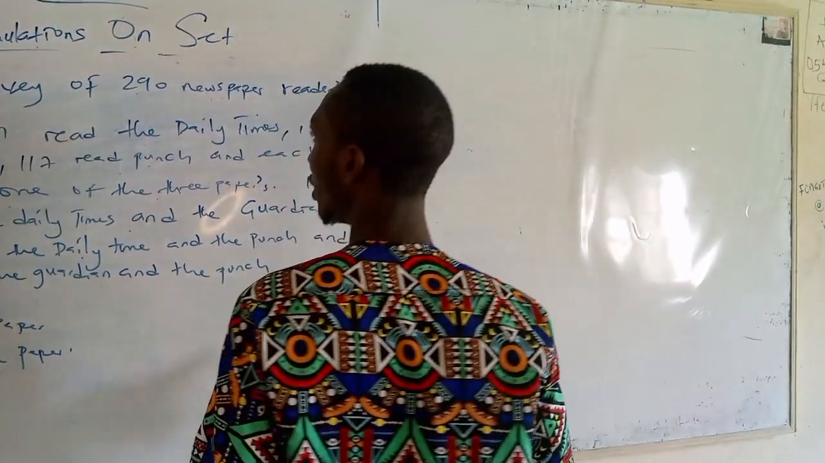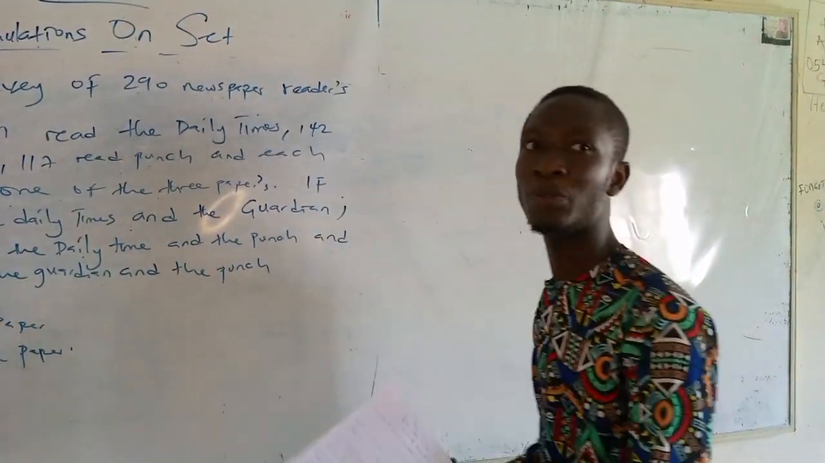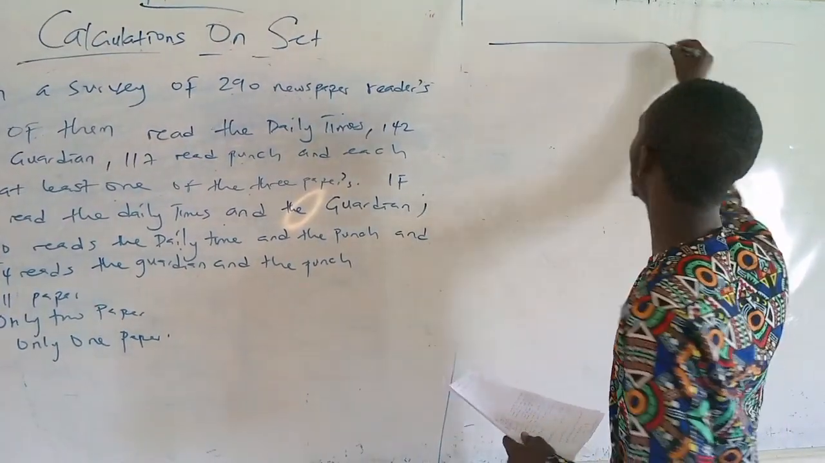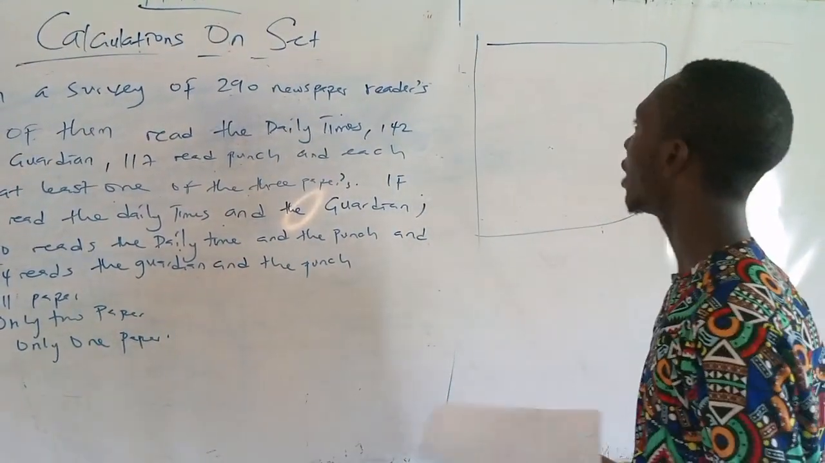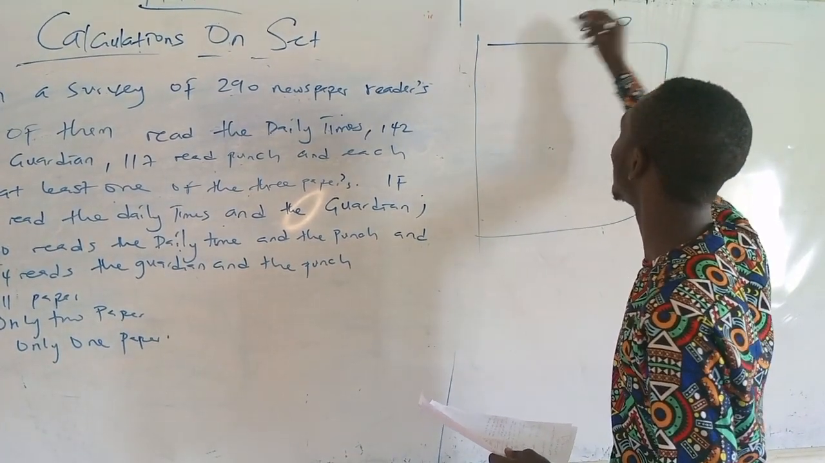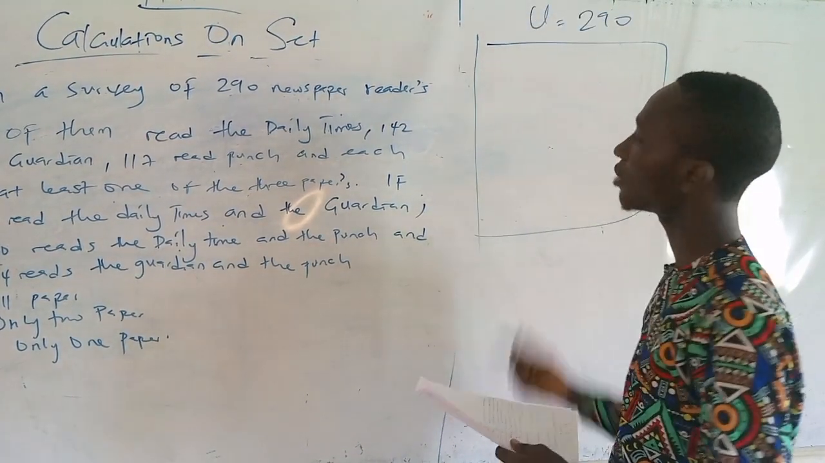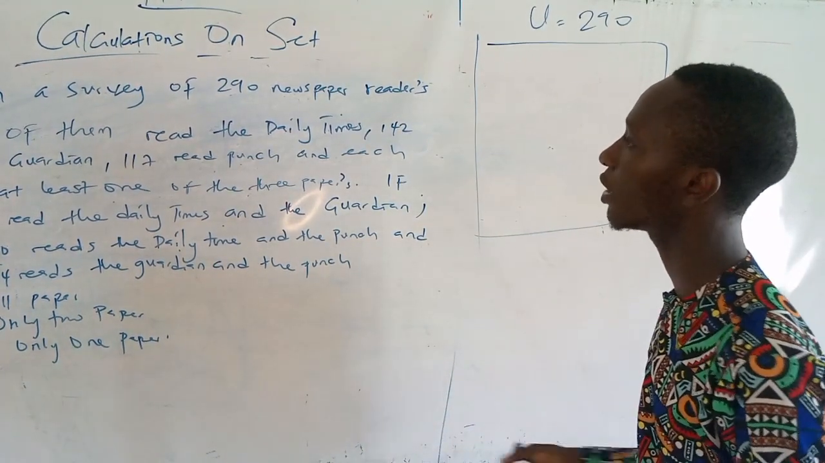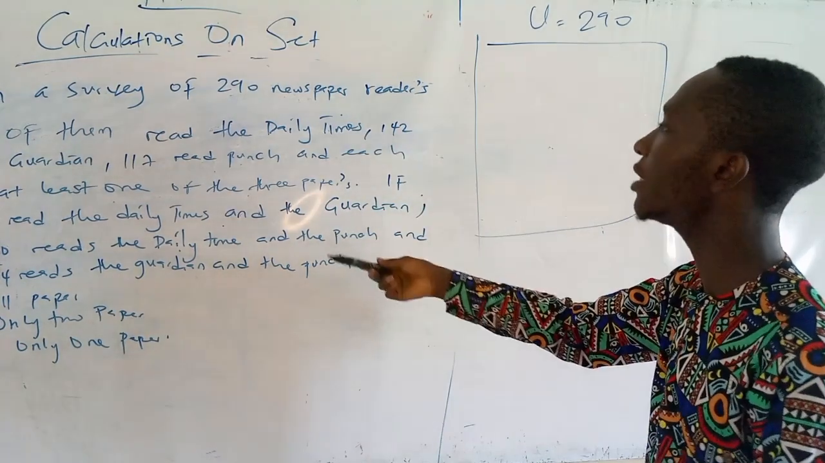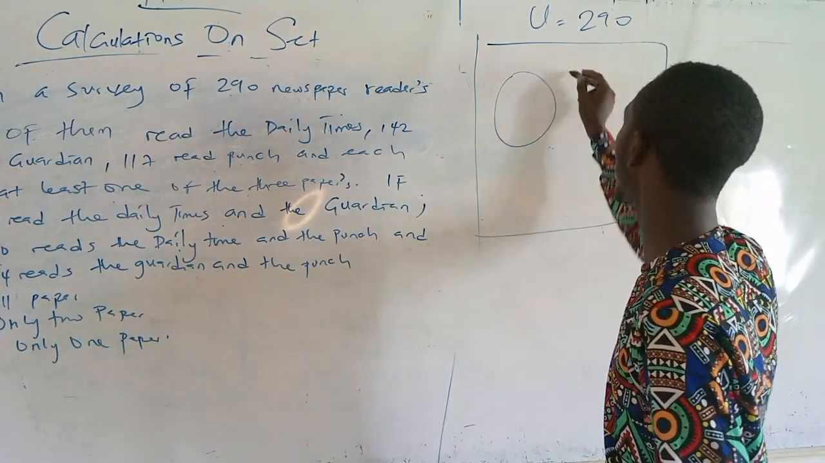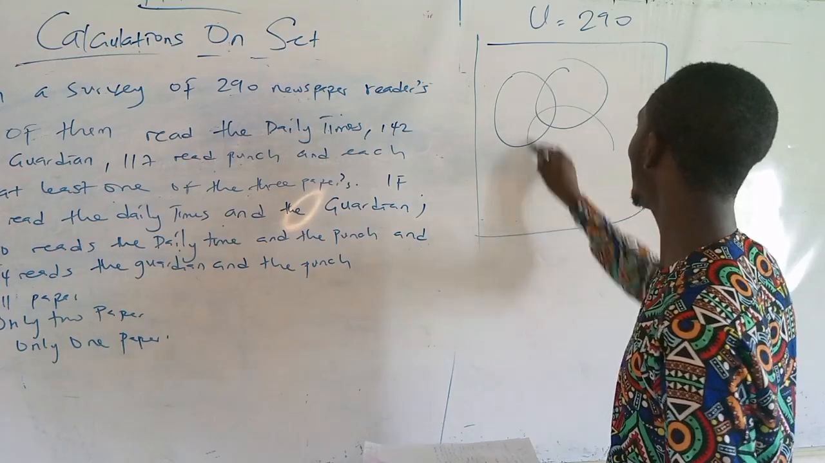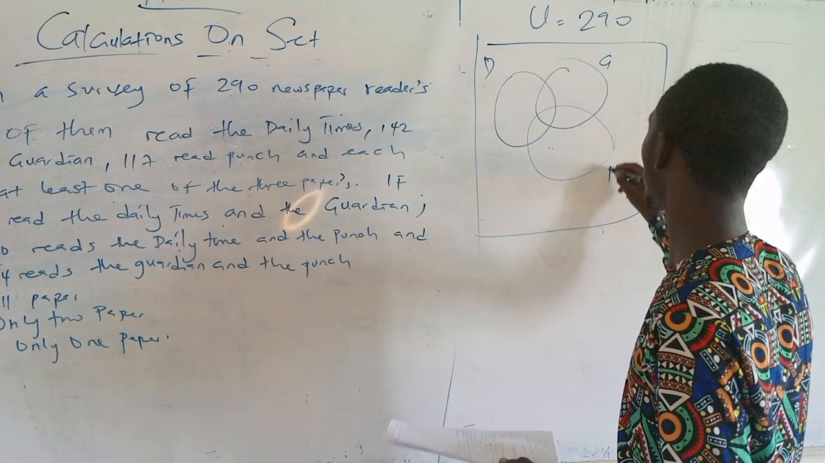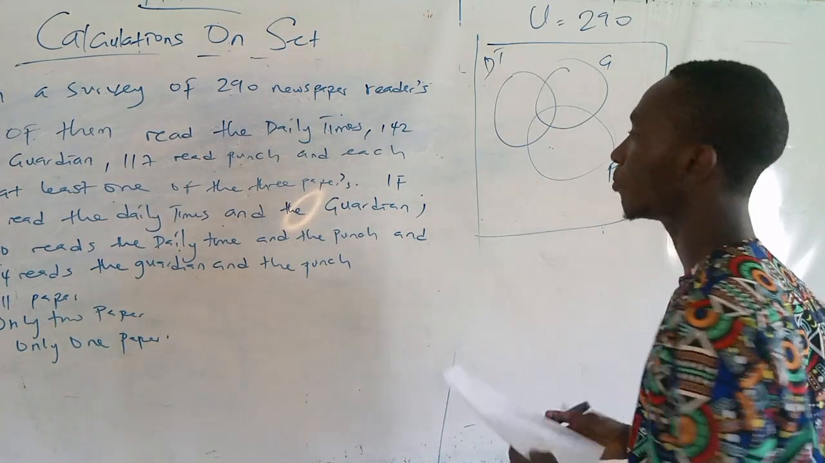Now, actually, this is very easy. So how do we represent this with a Venn diagram? In a survey of 290 newspaper readers, see this Venn diagram here, just draw it like this. Are we together? So this rectangle is 290. Now the second thing is to look for the subsets. We're talking about Daily Times, Guardian and the Punch, which is 3 subsets: DT, Guardian, and the Punch.